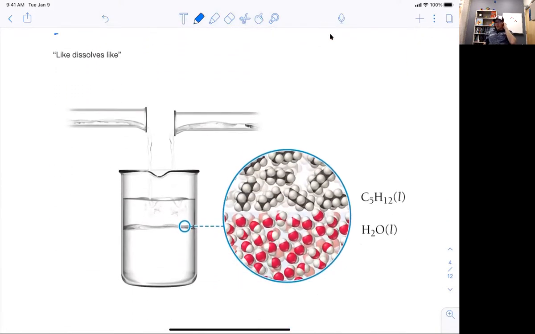So far, we've learned about dipole-dipole for polar molecules and dispersion forces for nonpolar molecules. And something really interesting happens when you try to mix something that's polar, that has dipole-dipole, and something that's nonpolar, that's only being held together with dispersion. They don't really mix. And it has given rise to this phrase, which I'm not really a big fan of. It's called "like dissolves like."